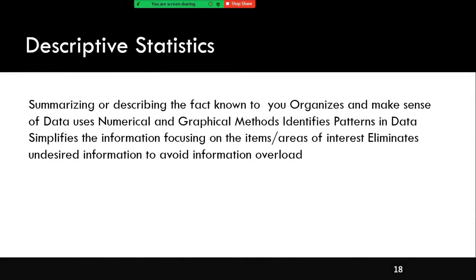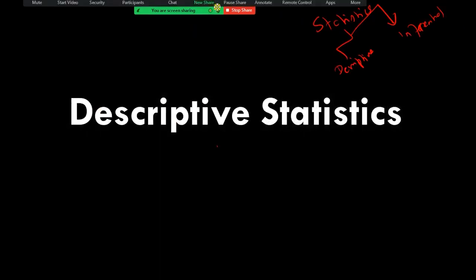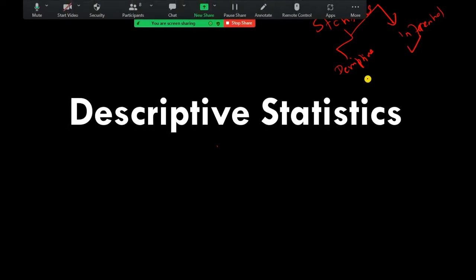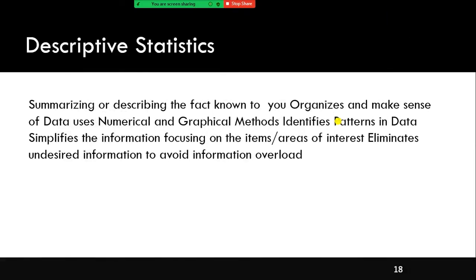So what is descriptive statistics? It involves summarizing and organizing the data so that the data can be easily understood. Unlike inferential statistics, when it comes to descriptive, we just describe the data. We are not going to make any attempt to make inferences from the sample to the whole population. We are simply describing the data.